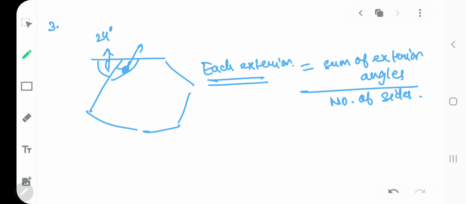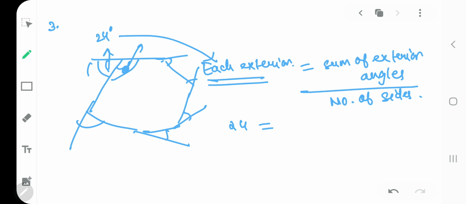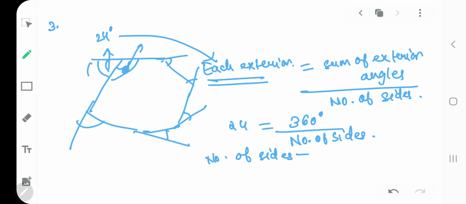My dear kids, each exterior angle is given to you as 24, and the sum of all exterior angles, my dear kids, that will always be 360 degrees. There is a formula to find the sum of all interior angles, but the sum of exterior angles is always 360. So you have to find the number of sides from here. So number of sides will be what? Number of sides will be 360 upon 24. So you will get 15. Got my point clear? So directly you can find. No need of finding the interior angle. You can directly go from the exterior angle. Clear?